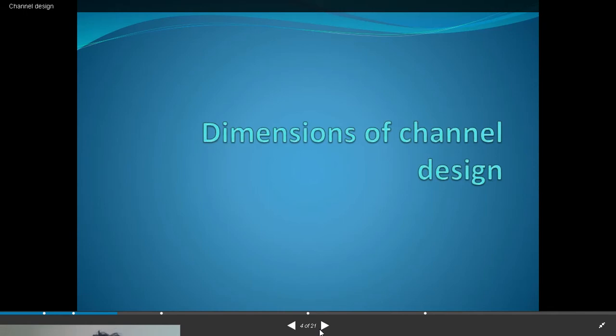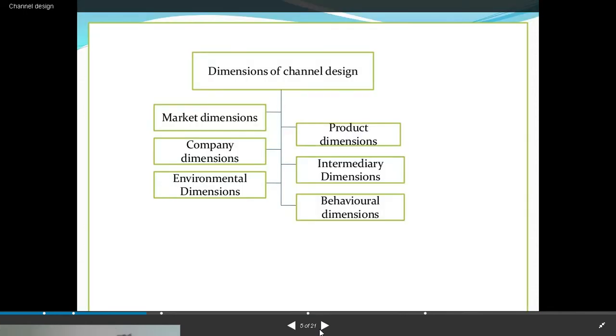What are the dimensions of channel design? The dimensions of channel design are market dimensions, company dimensions, environment dimensions, product dimensions, intermediaries dimensions, and behavioral dimensions. In the last class, in the third semester, we have completed these terms in depth. What do you mean by market dimensions? What are company dimensions, environment dimensions, product dimensions, intermediary dimensions, and behavioral dimensions? In our last class we have done it, so there is no need to explain that.